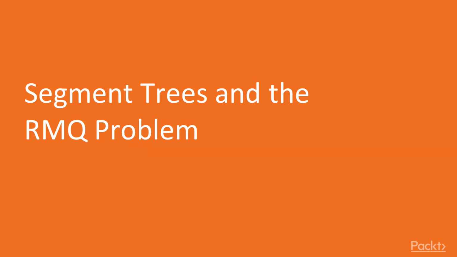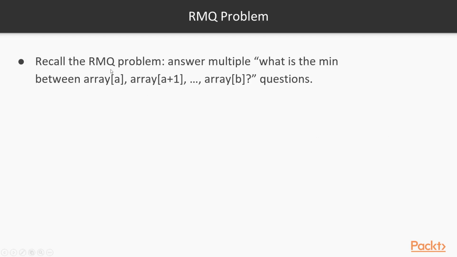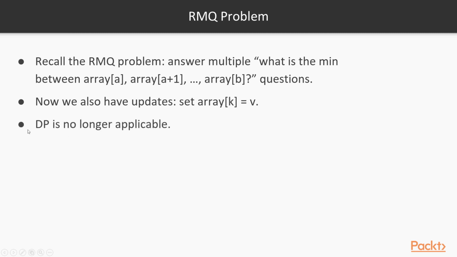In this video, we are going to talk about segment trees and the range minimum query problem. Recall the RMQ problem from the previous section. We have to answer multiple questions, such as what is the minimum between array of A and so on up until array of B. But now we also have updates. An update sets an array element to a given value. Therefore, dynamic programming is no longer efficiently applicable.